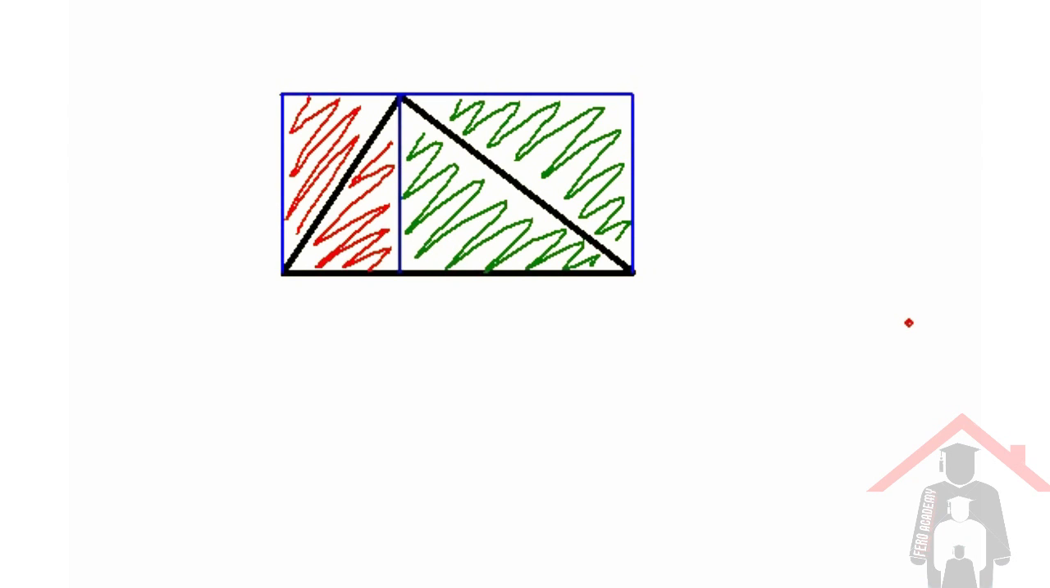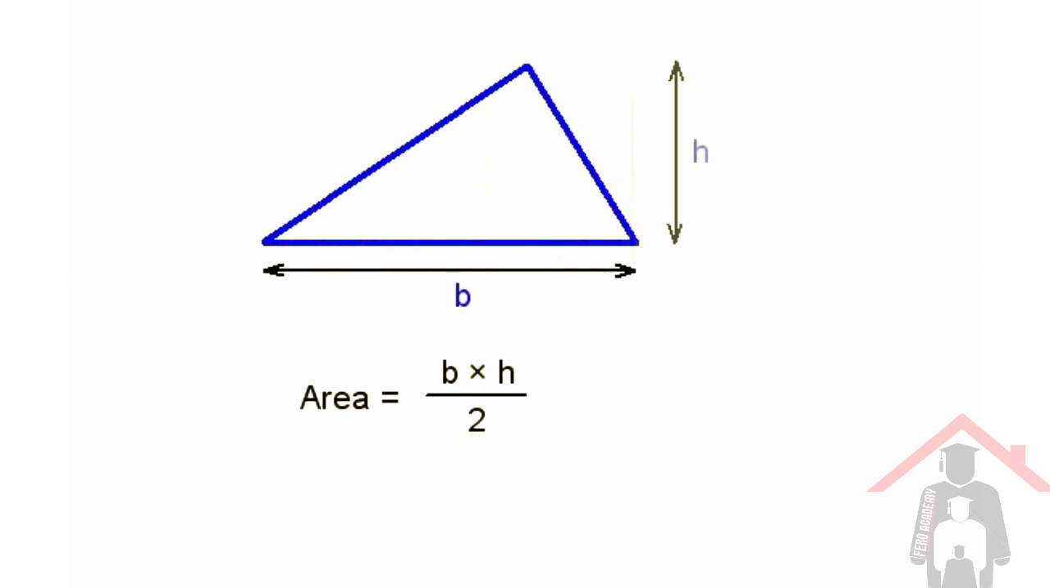The only complication is that on a triangle, we call this the base and this the height instead of length and width. This gives us the formula that the area of a triangle is given by the base times the height divided by 2.